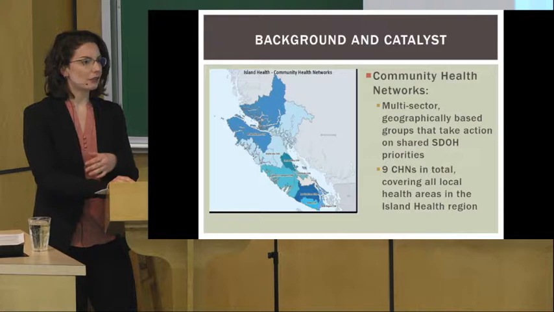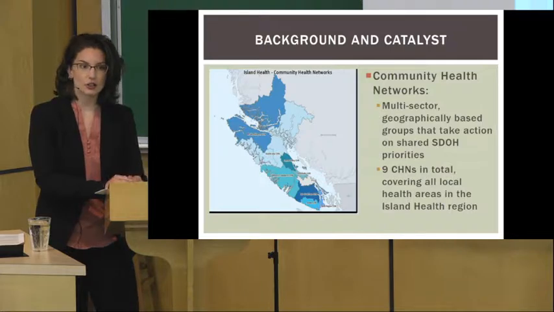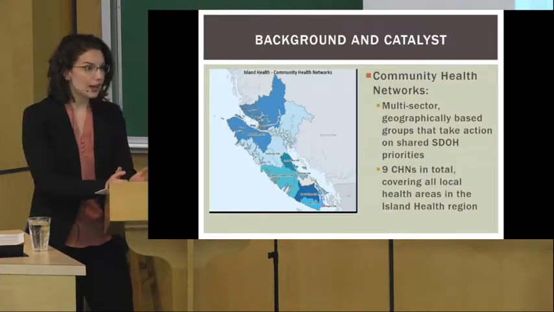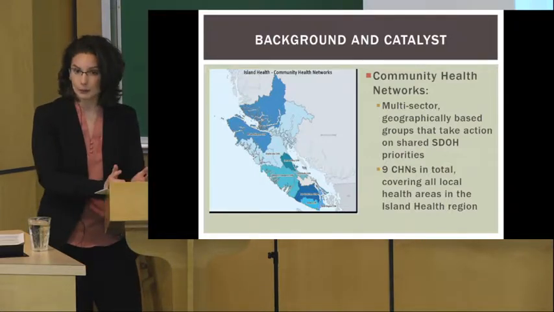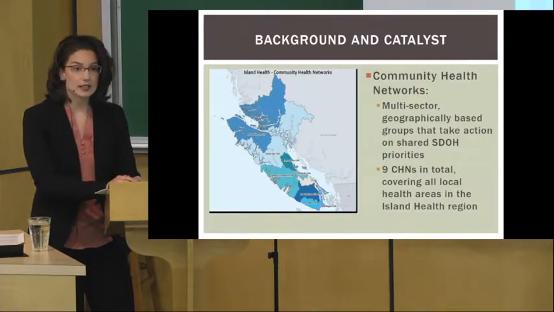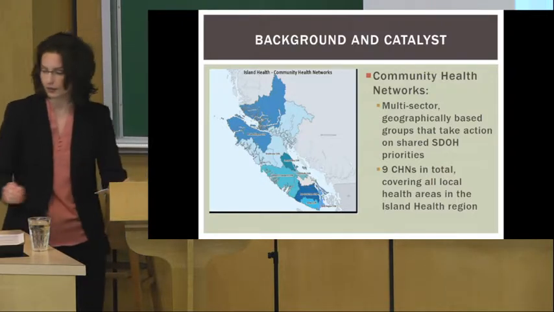Community health networks I'll refer to as CHNs. So CHNs are multi-sector, geographically based groups that take action on shared social determinant of health priorities. All CHNs have the common purpose of improving community health and well-being through upstream prevention activities. And there are currently 9 CHNs in the Island Health region, which receive leadership and funding support from Island Health.